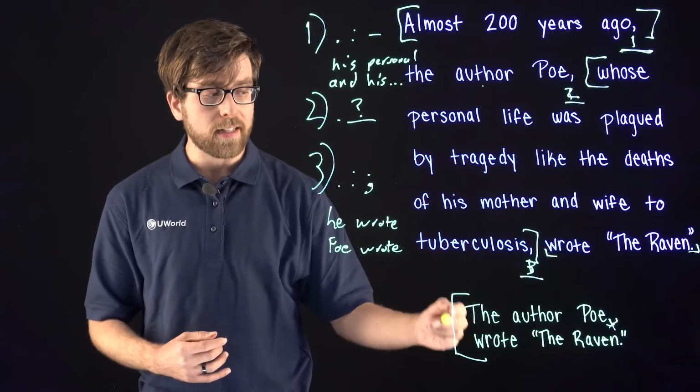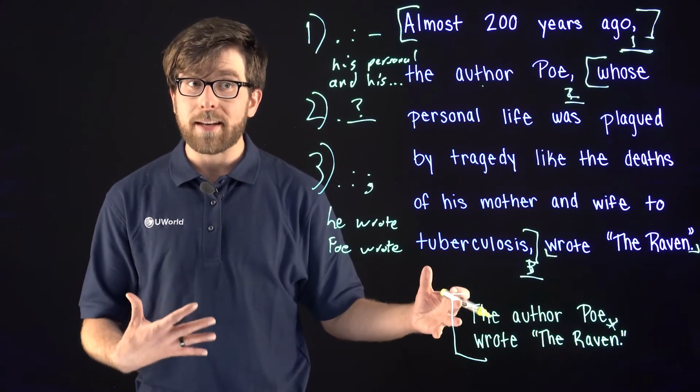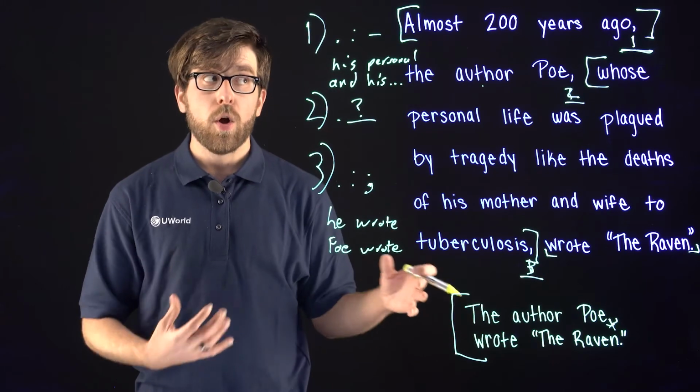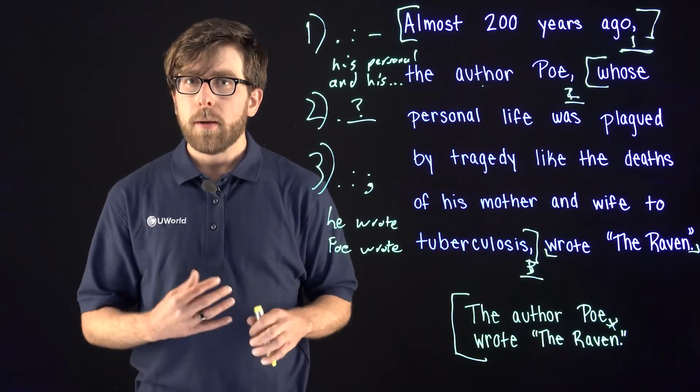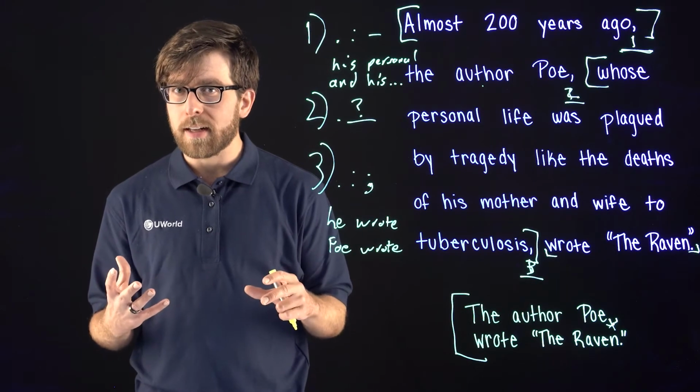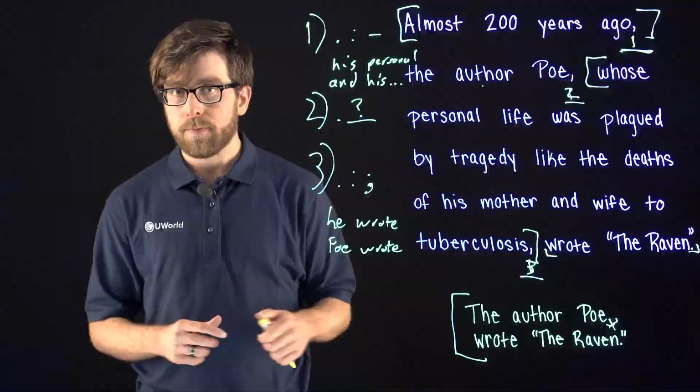So since we've already identified that the main sentence is saying the author Poe wrote the raven, we couldn't stop that and say the author Poe he wrote the raven, or the author Poe his personal life is something wrote the raven. You can have two independent clauses in a sentence, but one needs to come after the other one is over, not in the middle of it.